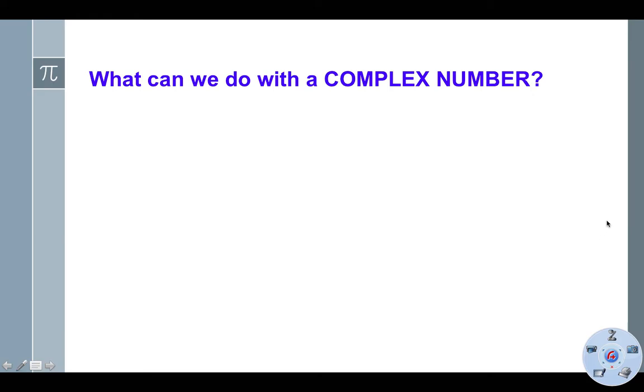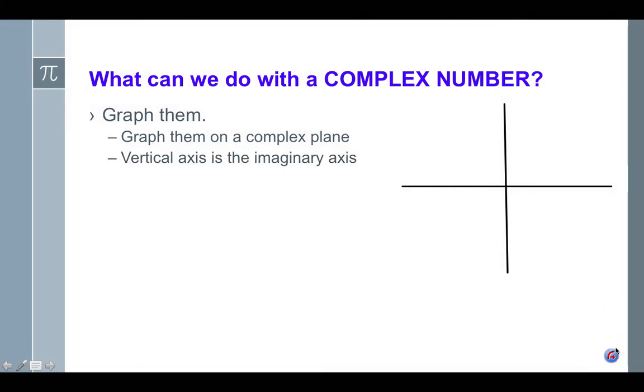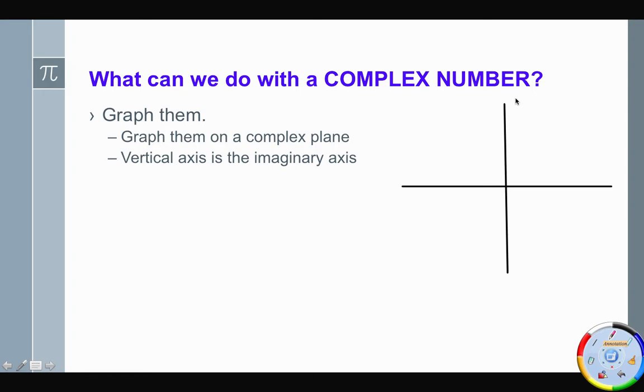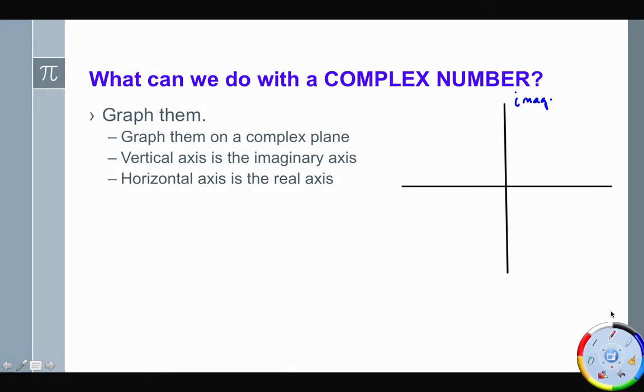So what are we going to do with a complex number? In this particular lesson, what we're going to do with a complex number is, first of all, graph them. When we graph a complex number, it's like graphing a coordinate. We're going to graph them on what's called a complex plane. Now, a plane is just like an XY axis. We got a vertical and horizontal. The vertical axis is actually our imaginary axis. And then the horizontal axis is our real axis.